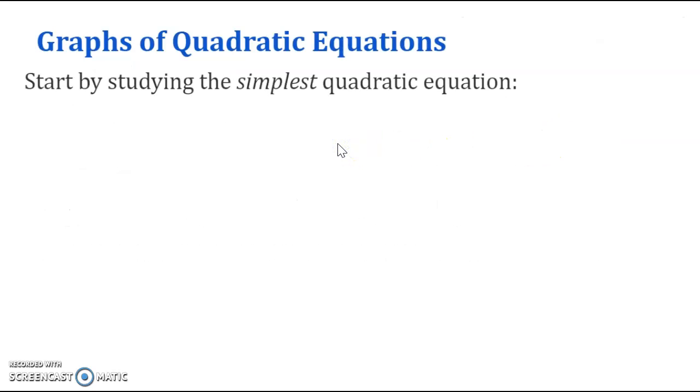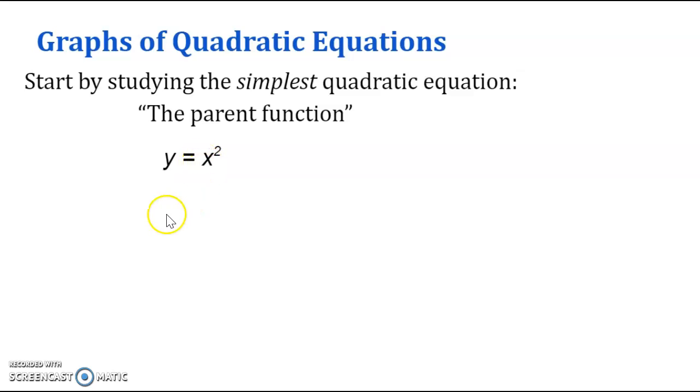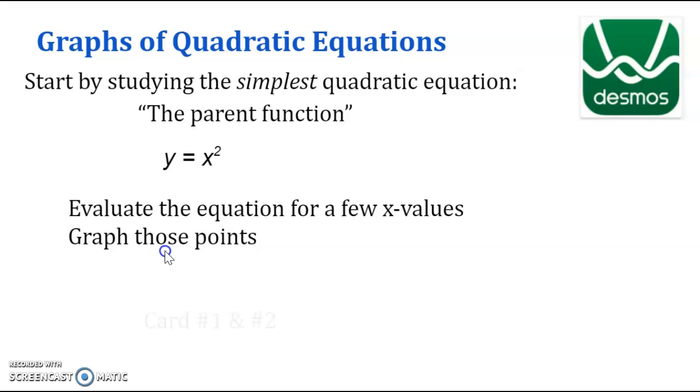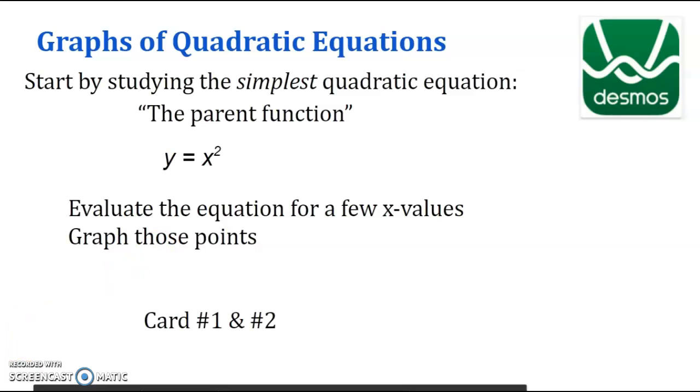So graphs of quadratic equations. Let's start by studying the simplest quadratic equation. The simplest form of any equation, any function, we call that the parent function. And for the quadratic equation, that's going to be y is equal to x squared. So to evaluate the equation, we're going to come up with a few x values and graph those points. And to do that, we're going to do the Desmos cards number 1 and 2.